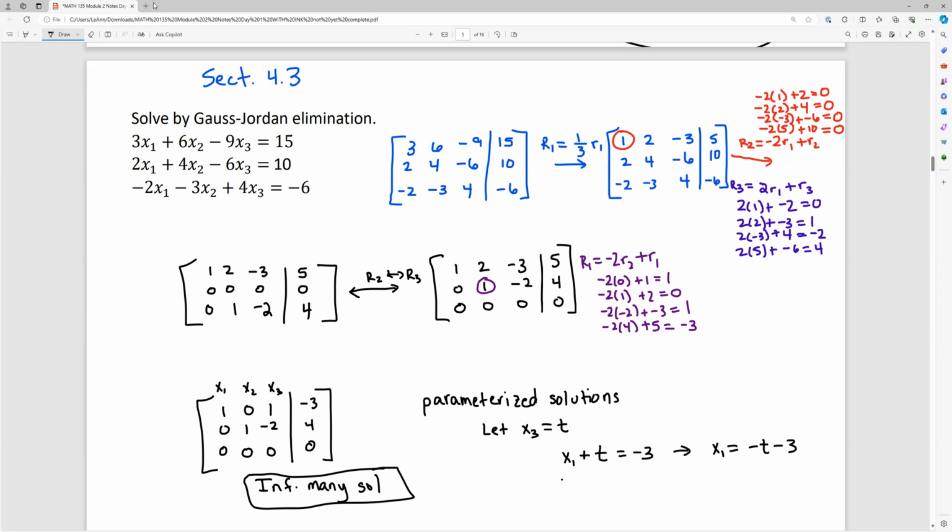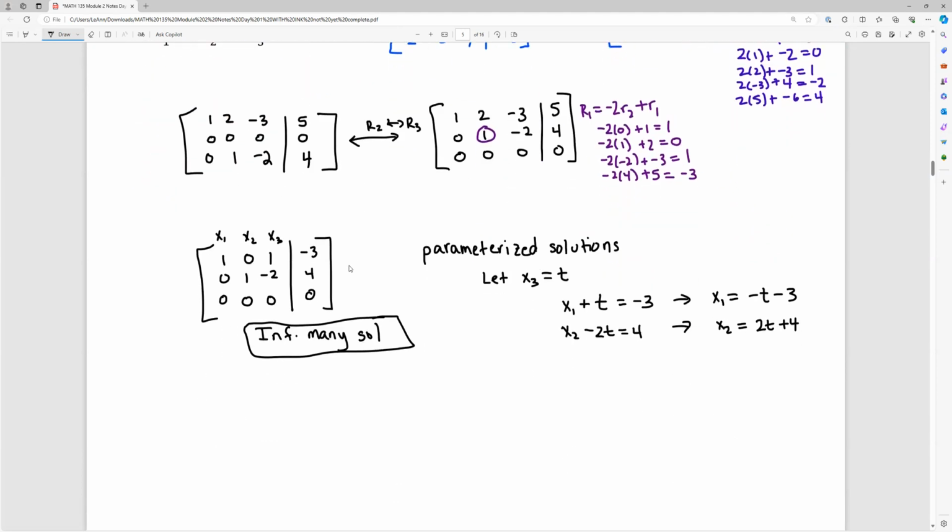So x1 equals -t minus 3. x2, notice it's the row 2. That's the one where we have the 1 with the zeros in that column. So that's x2, there's just one of them, minus 2t, since x3, that column is represented by t, equals 4. We solve that for x2, we get x2 equals 2t plus 4. We're just moving it over to the other side.